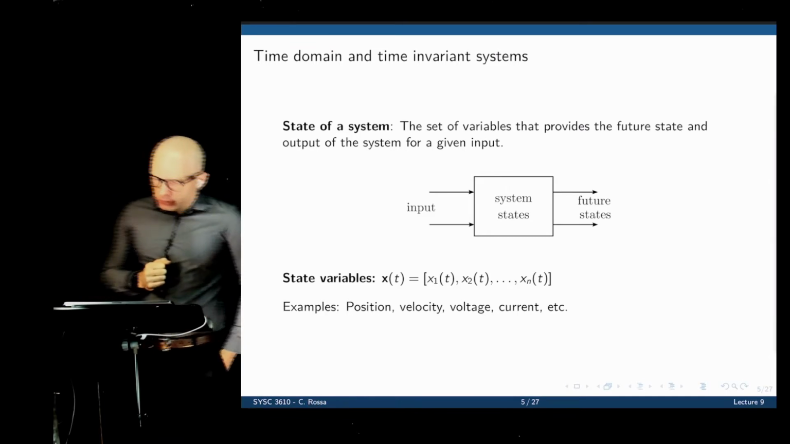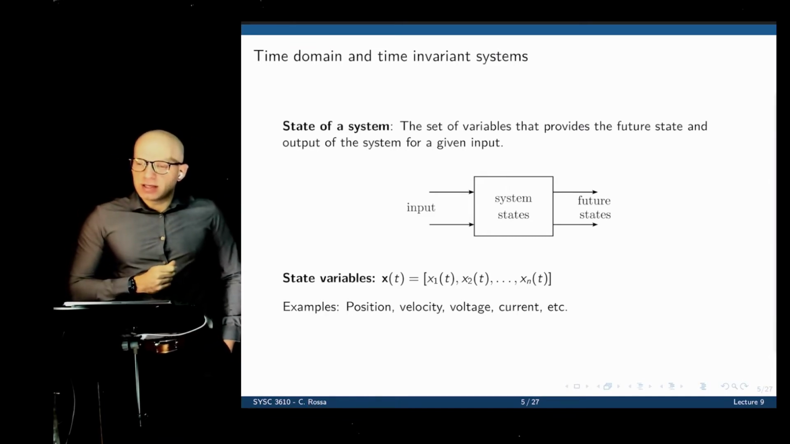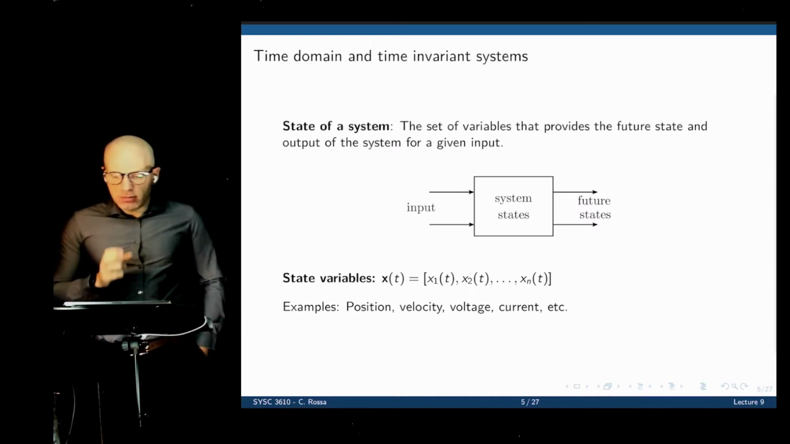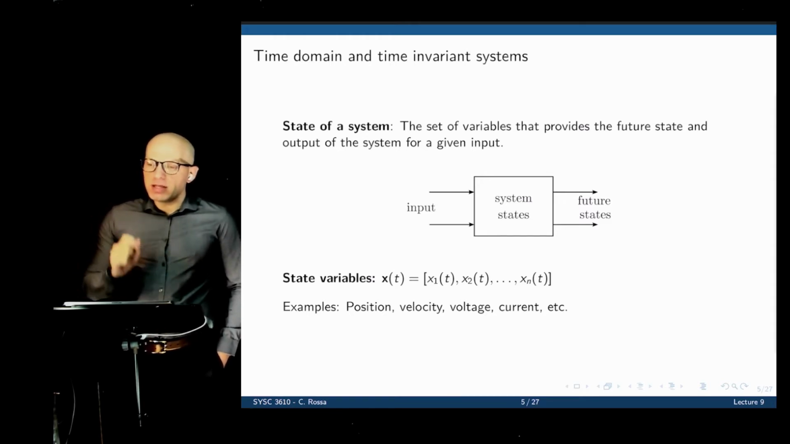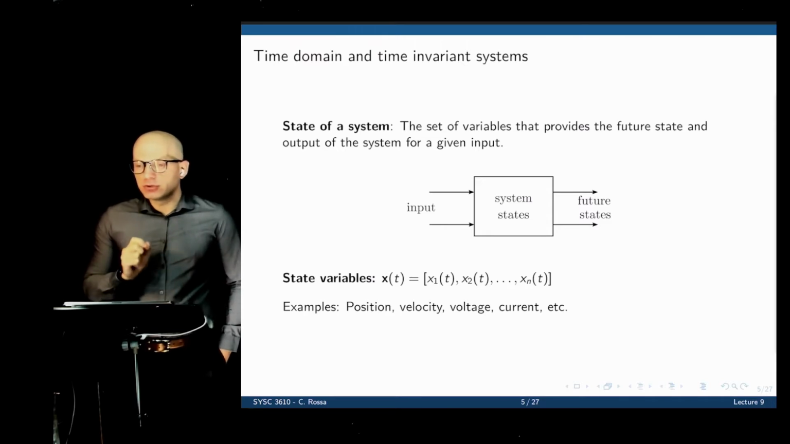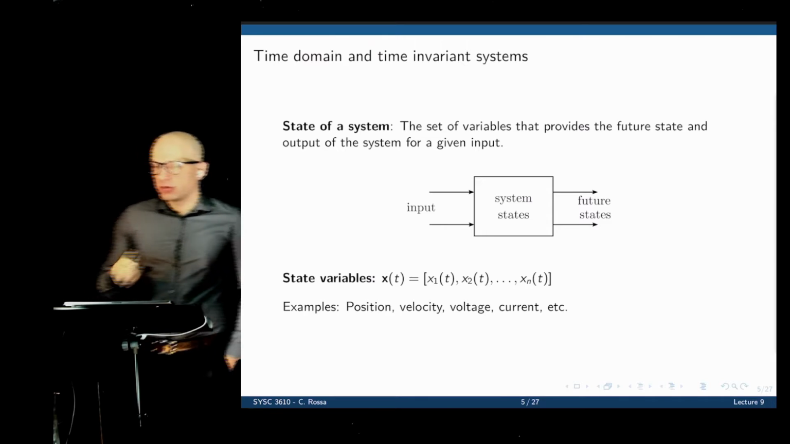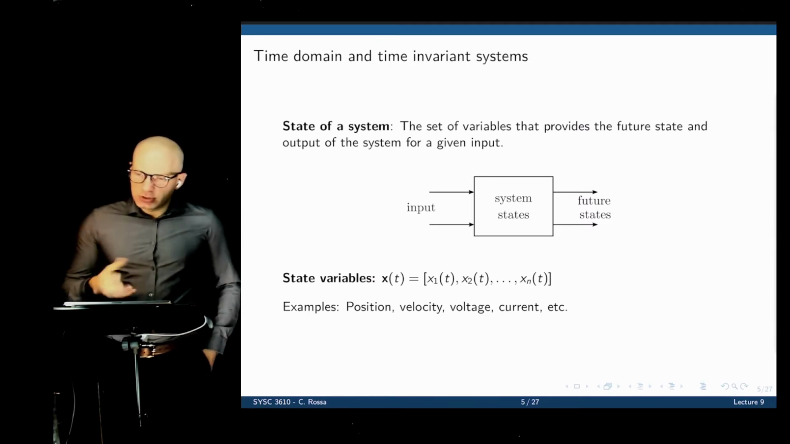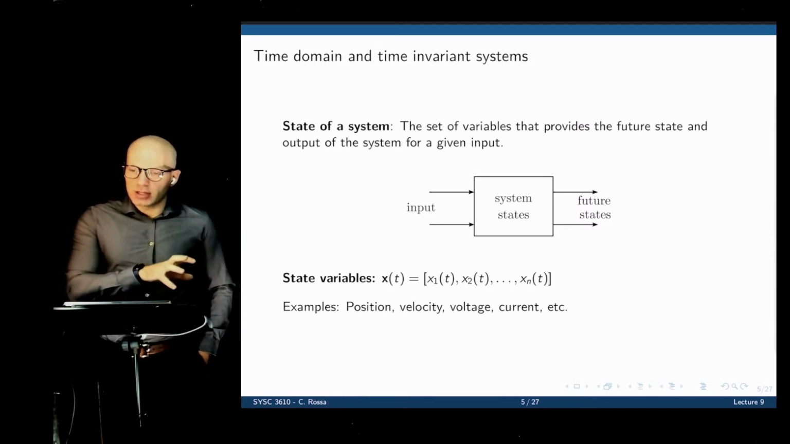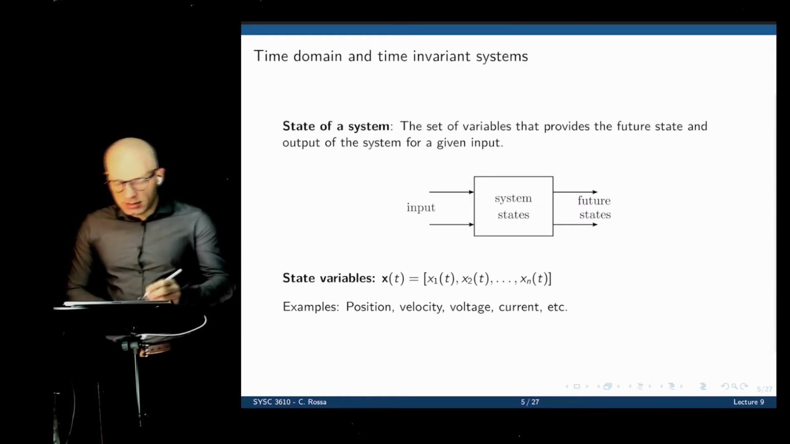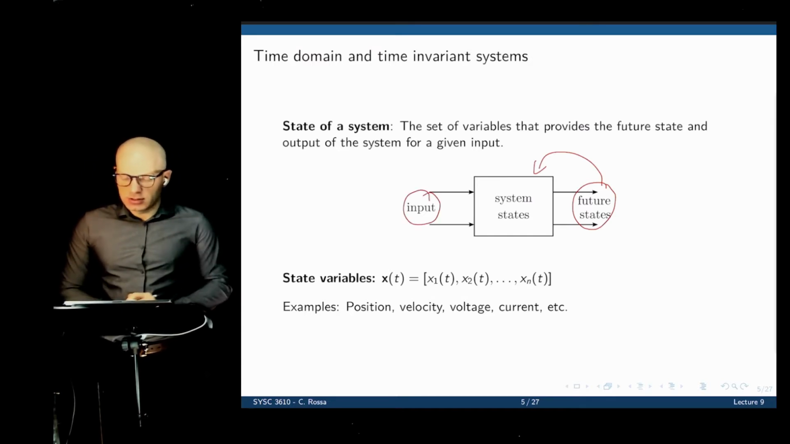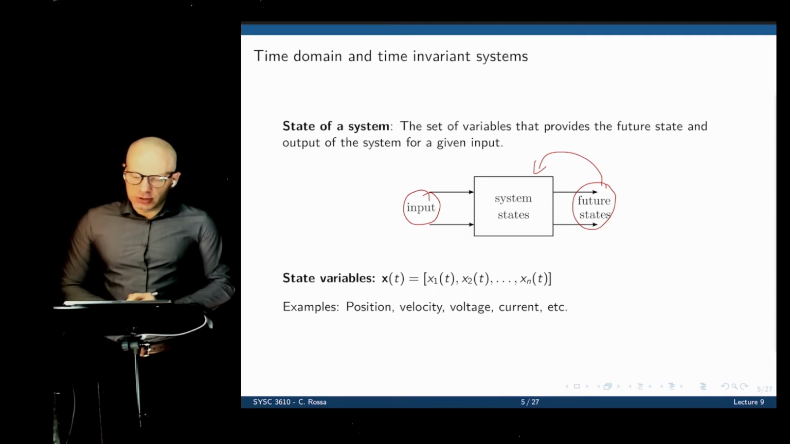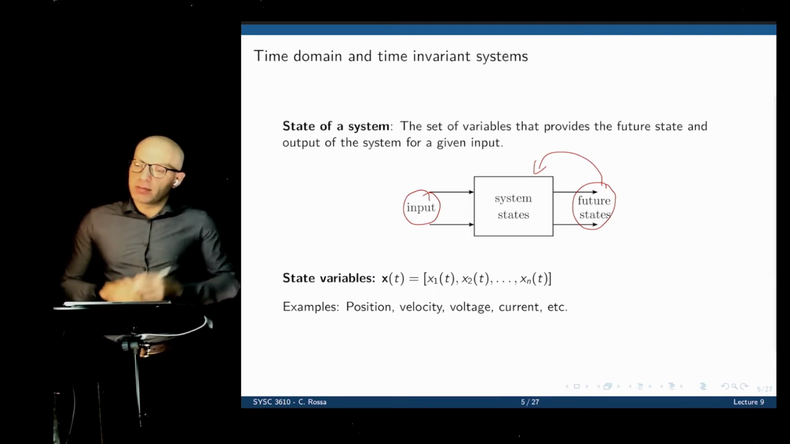So let's now formally define what I mean by a state of a system. The state of a system is the minimum set of variables that provides the future state and output of the system for a given input. So the system has an input, we pass that through the differential equations, and we get the future states. To calculate future states, we need to know the current states, we need to know the input of that system, and we can define an output. An output could be one of these states. For example, in the mass spring damper system, two states are required, position and speed. We'll see why later.